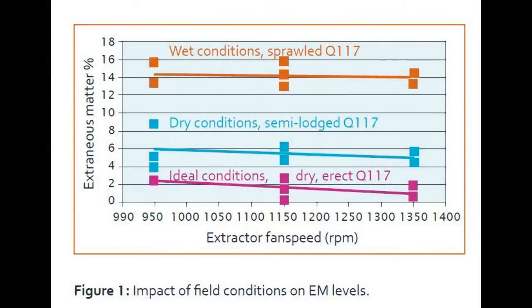This figure shows the percentage of EM in cane supply when harvesting the same variety under different field conditions. There is a significant increase in EM percentage when harvesting a lodged crop in wet conditions, greater than 14% EM, compared to harvesting erect dry cane, such as 2% EM. Increasing extractor fan speed has limited impact on trash levels as the harvester cleaning systems operate in a constant state of overload due to high machine pour rates.